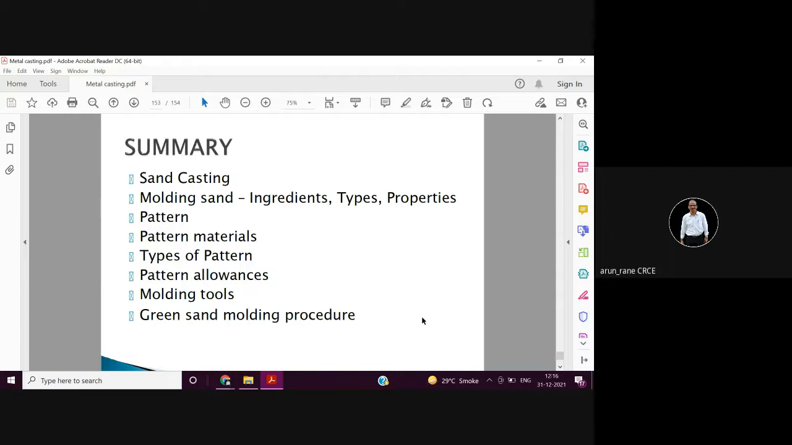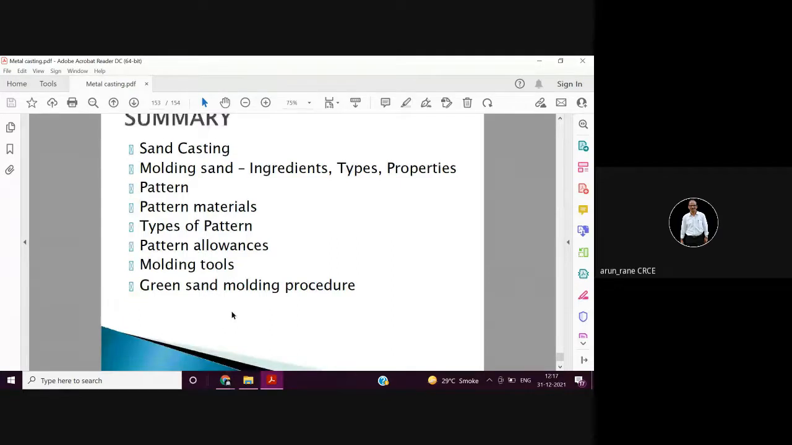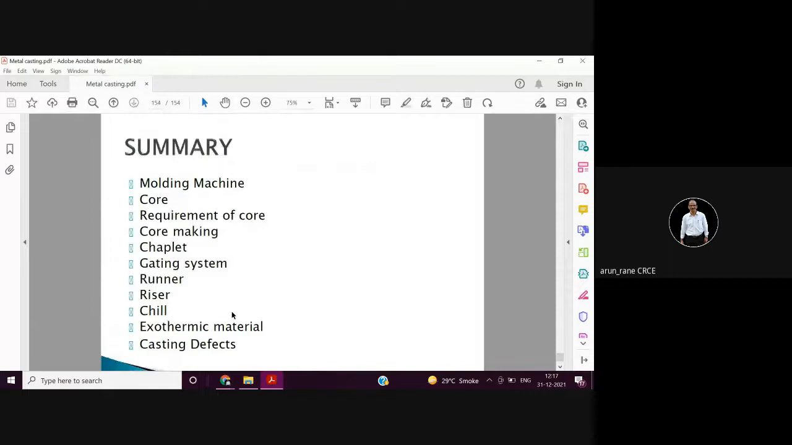So this was seen in the casting, that is sand casting, molding sand, pattern materials, type of pattern analysis, molding tools, procedures, feeding system, casting defect. दरवाजा लाओ.